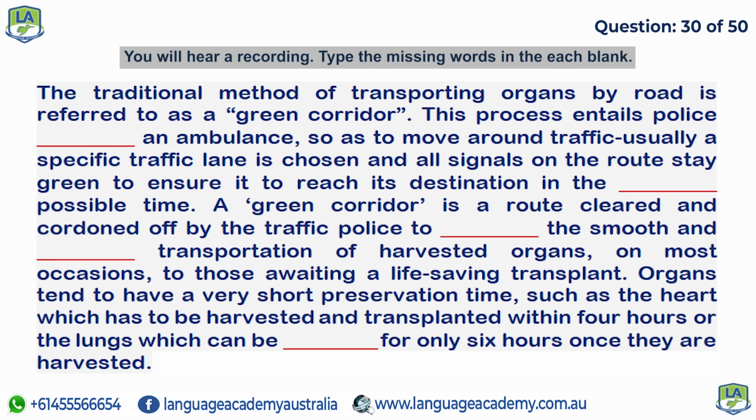A green corridor is a route cleared and cordoned off by the traffic police to ensure the smooth and steady transportation of harvested organs, on most occasions, to those awaiting a life-saving transplant. Organs tend to have a very short preservation time, such as the heart, which has to be harvested and transplanted within 4 hours, or the lungs, which can be preserved for only 6 hours once they are harvested.